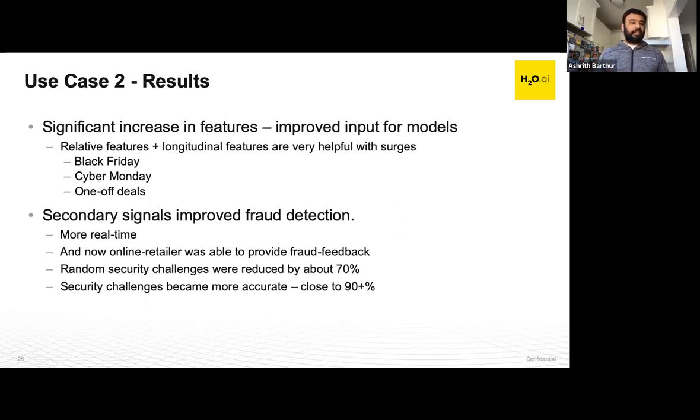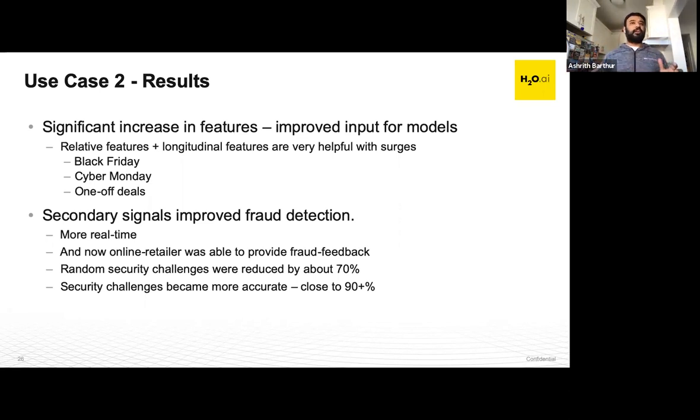The secondary signal definitely improved our fraud detection. The whole response was much more real time. Almost real time. And now the online retailer was able to provide feedback to the card processing system, which added much more value to what the online retailer was generating. The random security challenges reduced by about 70%, which was super valuable in terms of reducing customer complaints. The security challenge became much more accurate.